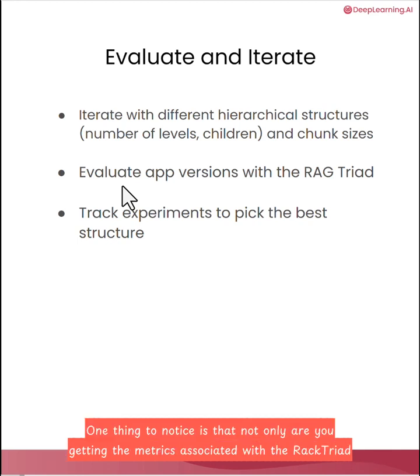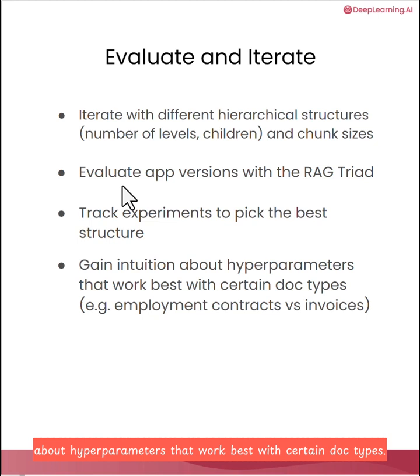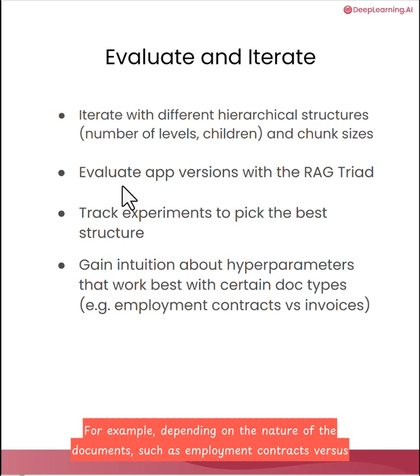One thing to notice is that not only are you getting the metrics associated with the RAG Triad as part of the evaluation, but the drill down into the record level can help you gain intuition about hyperparameters that work best with certain doc types. For example, depending on the nature of the document, such as employment contracts versus invoices, you might find that different chunk sizes and hierarchical structures work best.